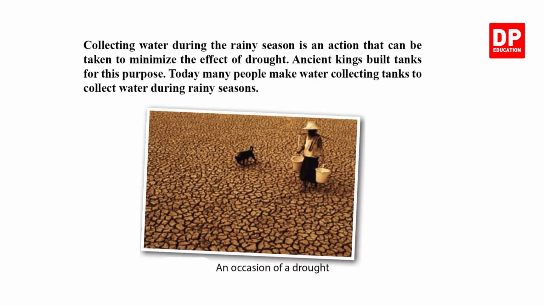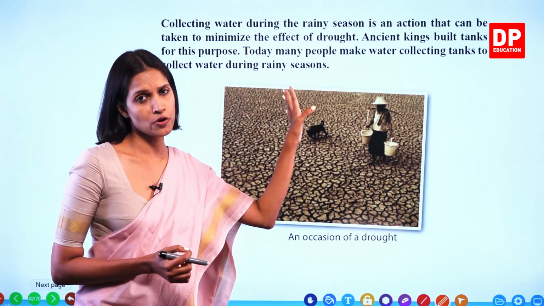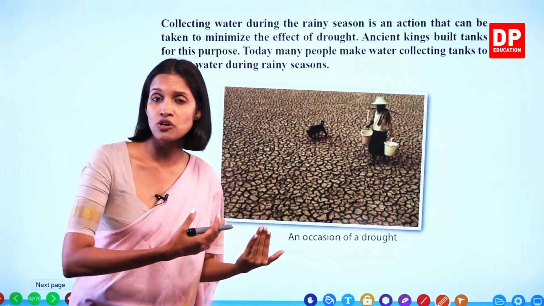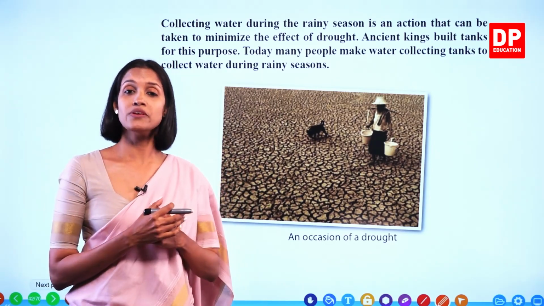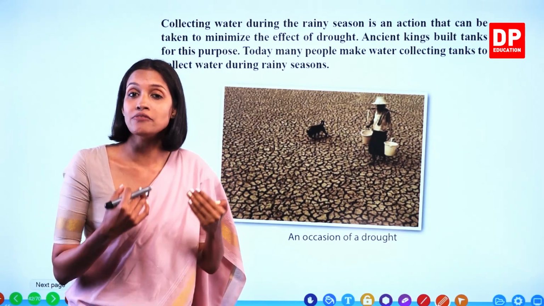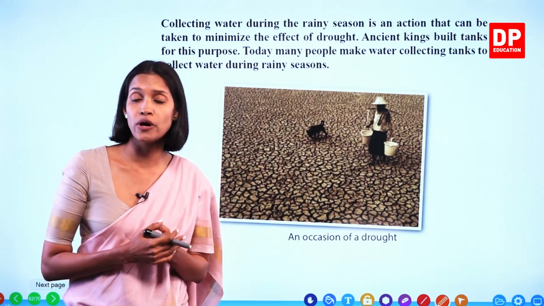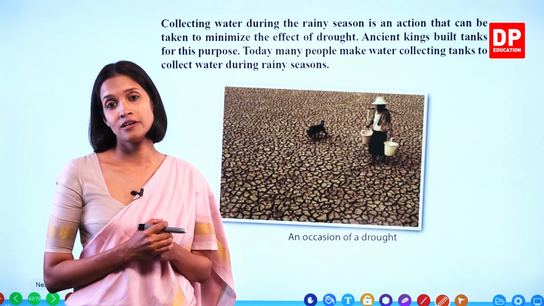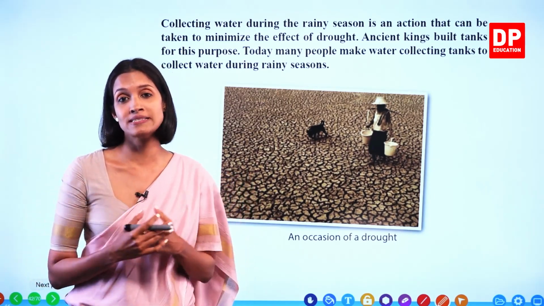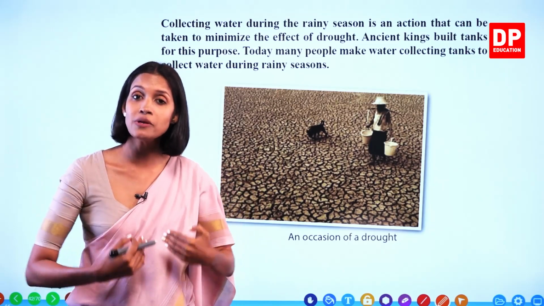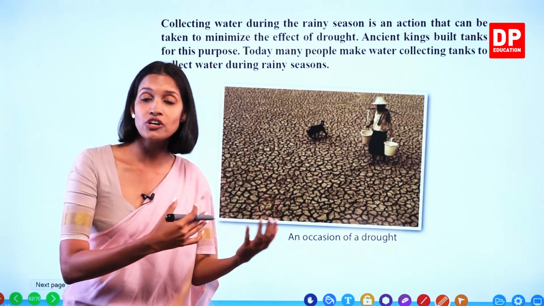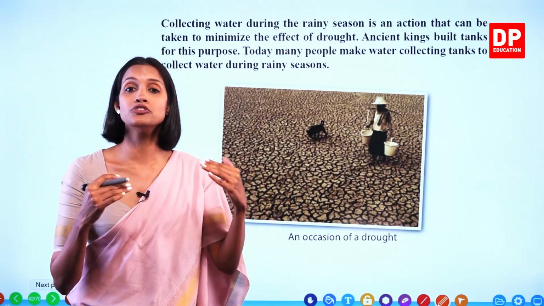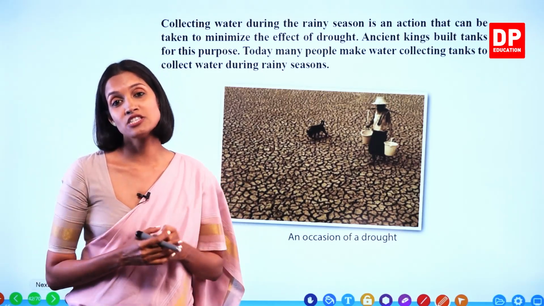So collecting water during the rainy season is an action that can be taken to minimize the effect of drought. If someone is living in an arid zone or dry zone, we have to expect drought seasons, right? So in that case, we should know that we have to keep water collected beforehand. This is known as pre-preparation, children, right? We have to prepare for this natural disaster. If we know it's going to come because we are anyway living in an area where droughts occur, we have to be careful to be prepared to face these situations, right?